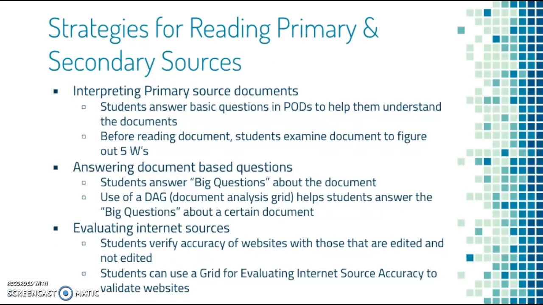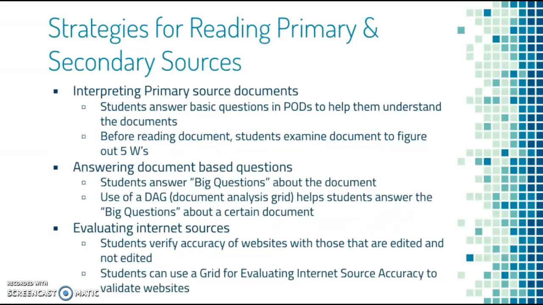So one of the beginning strategies for reading primary and secondary sources, in the book it refers that there are 3 main ways that students and teachers can actually do this. The first way is interpreting primary source documents, the second is answering document-based questions, and the third one is by evaluating internet sources.